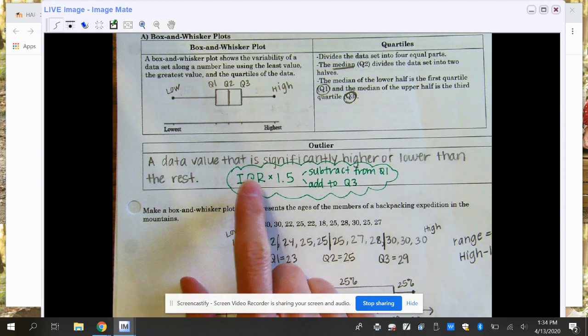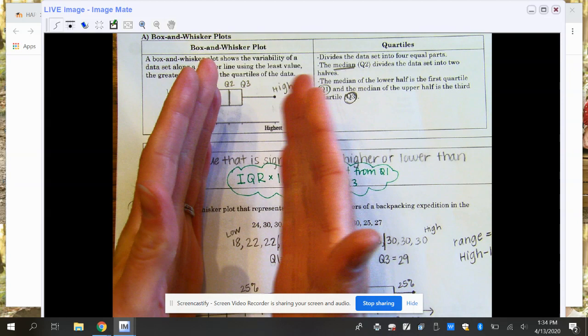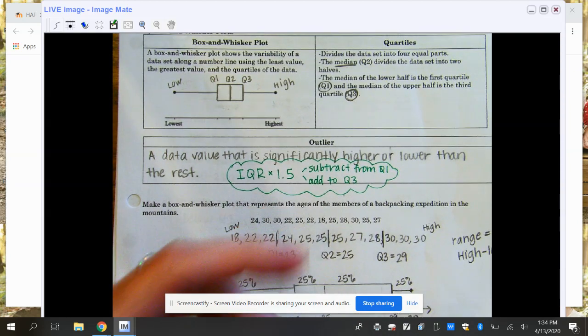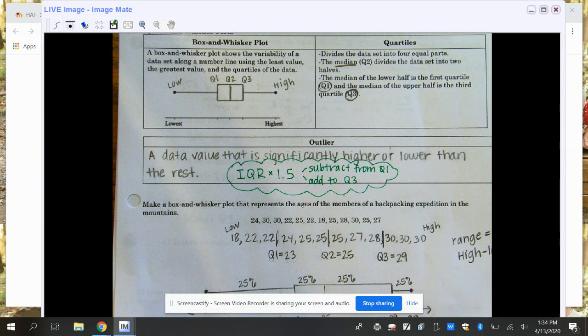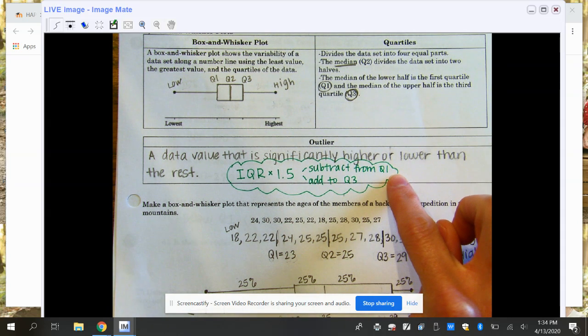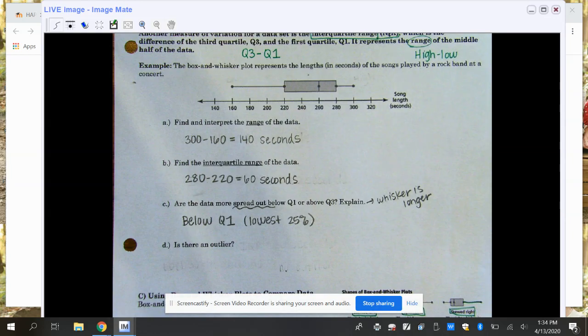And so what we do is we take that interquartile range, the middle 50% of your data, and we're going to multiply it by 1.5. So we'll stretch it out a little bit. And then we're going to use the low value and the high value to determine if there's anything outside of that range that would be an outlier. So we're just going to look at that for this example.